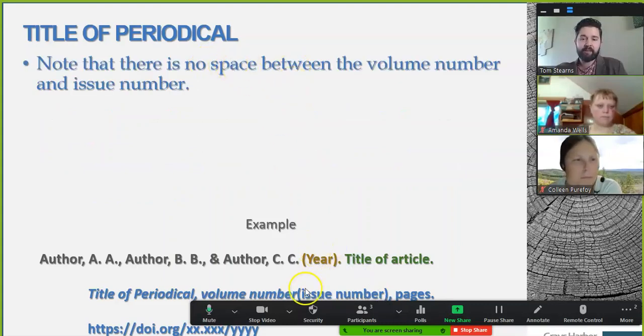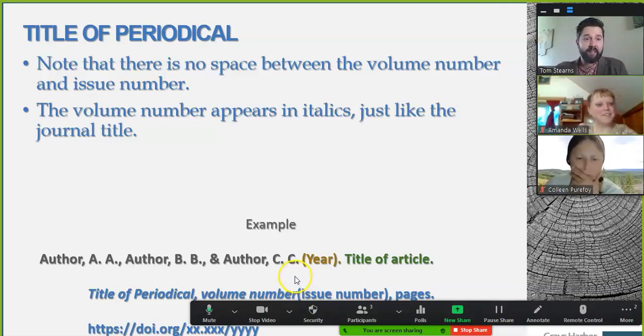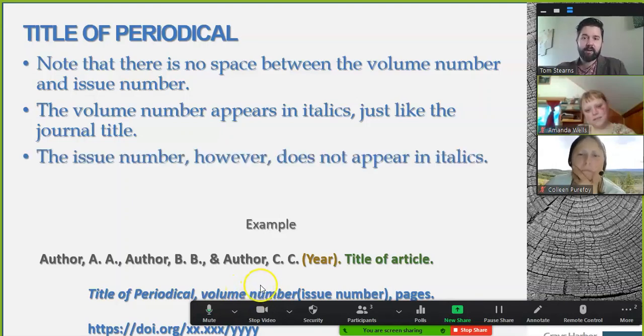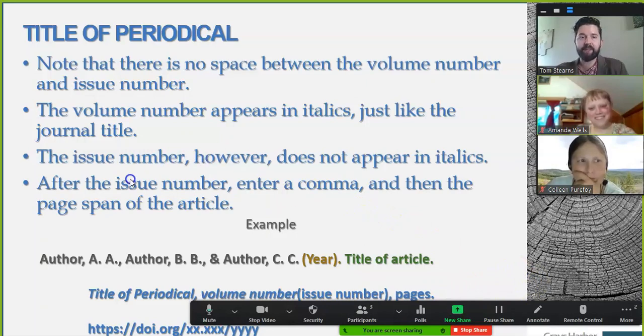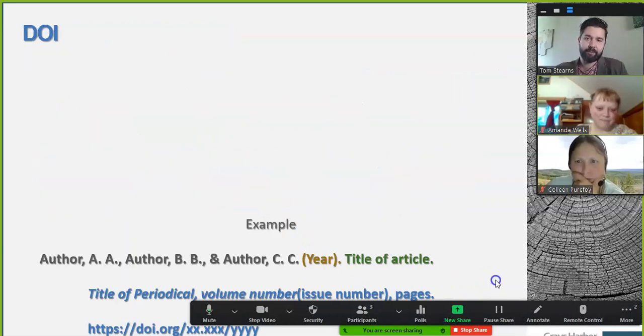Note that there's no space between the volume number and the issue number, which is kind of funky. We normally put a space before parentheses, right? Not in this case. And even funkier, notice that the volume number appears in italics, while the issue number does not appear in italics. That's just very unique. APA is very special. So after the issue number, you should enter a comma, and then put the page span of the article. And you put a period after pages.